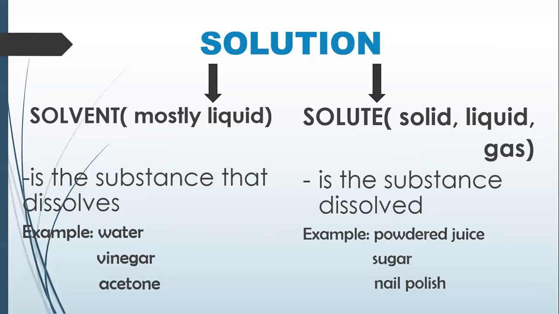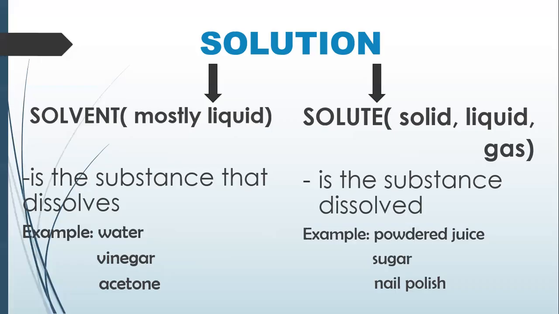And this is the substance that dissolves. Example of solvent is water. Another example is vinegar. And another example is acetone. For our solute, we can have solutes in three phases. Could be solid, it could be liquid, it could be gas. And this solute, as I've said earlier, is the substance dissolved. Example, powdered juice, sugar, and nail polish.